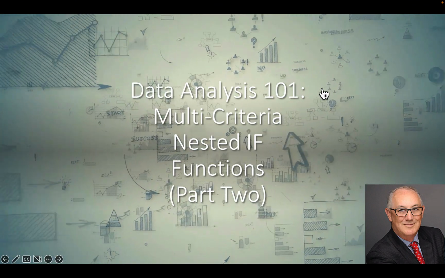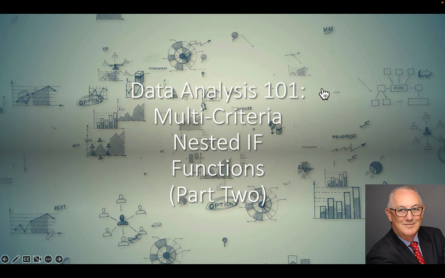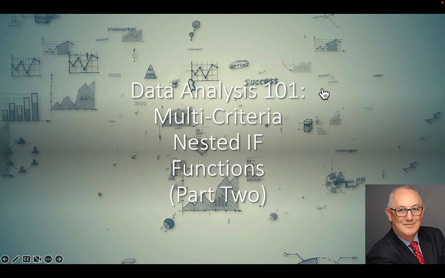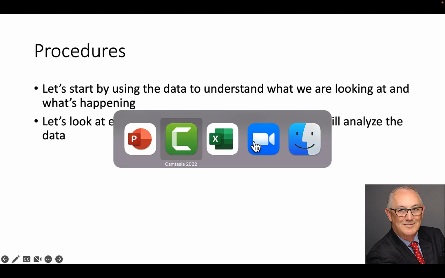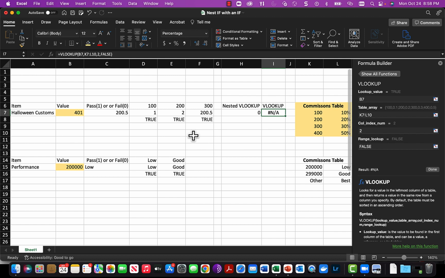Welcome back to part 2 of our nested if functions. We left off from the previous one talking about understanding the table and the data and looking at each section of the spreadsheet. So let's go back to our spreadsheet for part 2. In part 1, we solved how to use a range to determine sales commissions.